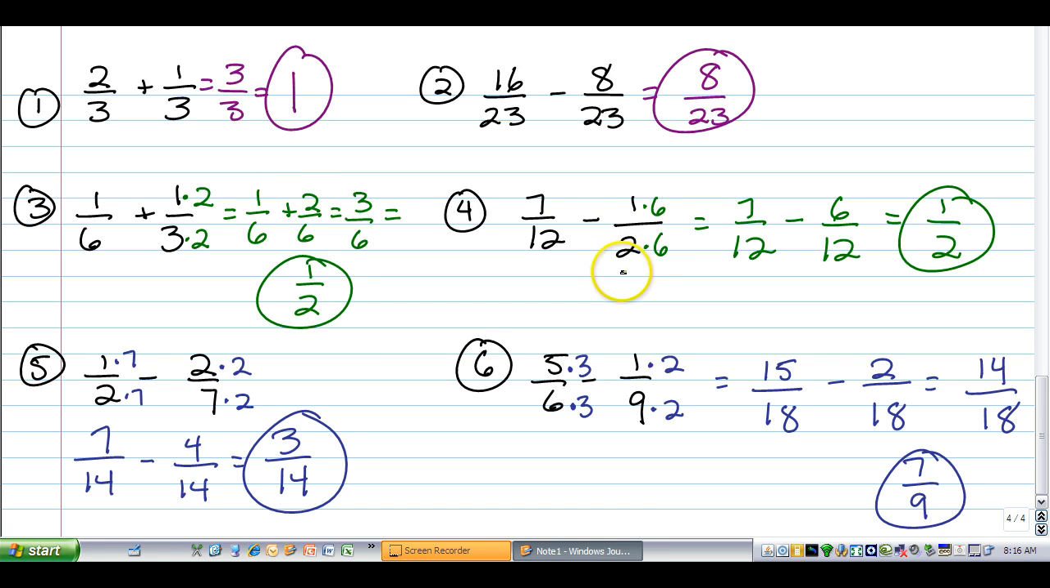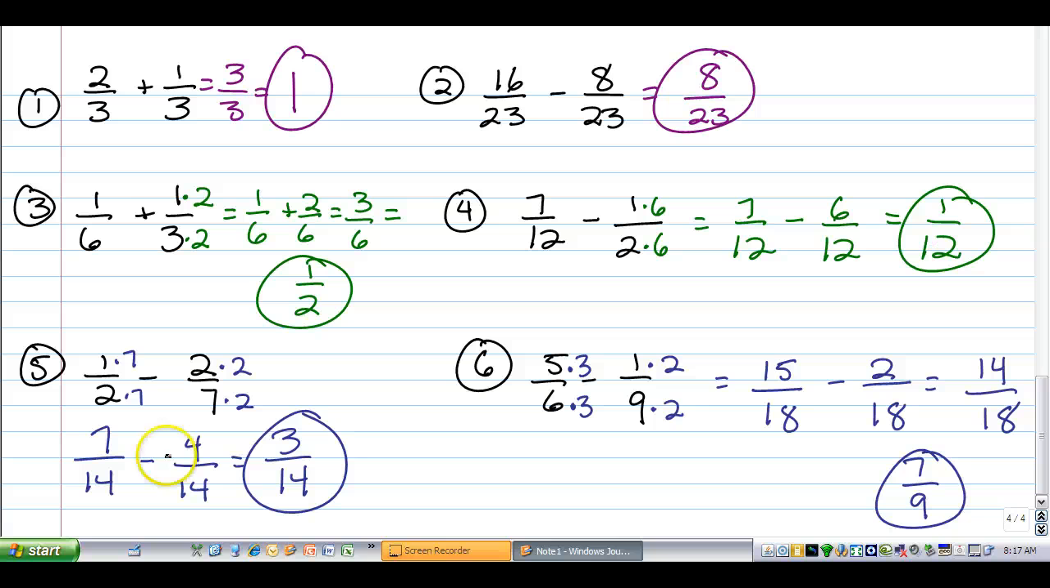Here's another half easy. I can multiply 2 by 6 to give me 12. So multiply 2 times 6, and then I have to multiply the 1 by 6. So I'm going to change it now. The 7 twelfths stays the same, because this is a half easy, and this ends up being 6 twelfths. So 7 twelfths minus 6 twelfths gives me 1 12th. Okay. How'd that go?